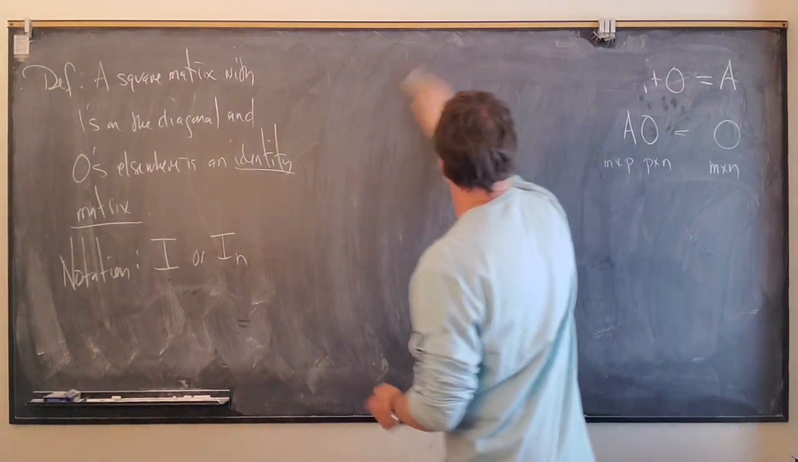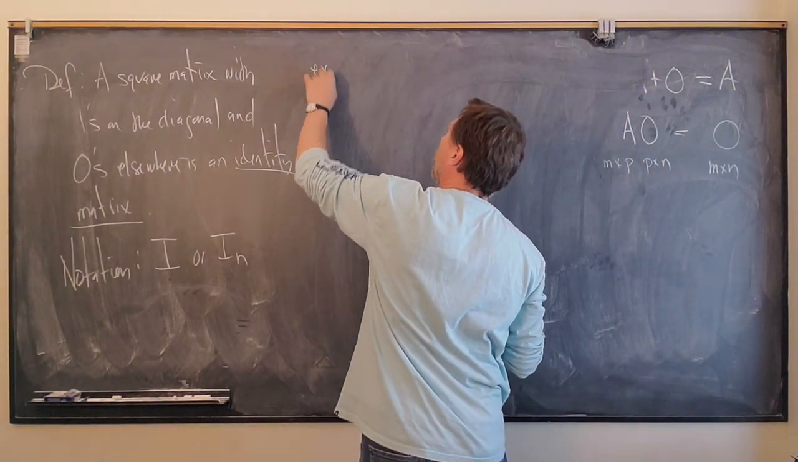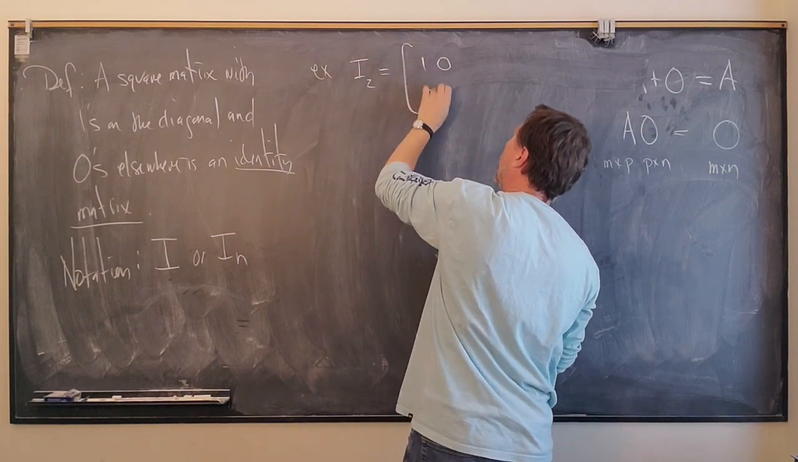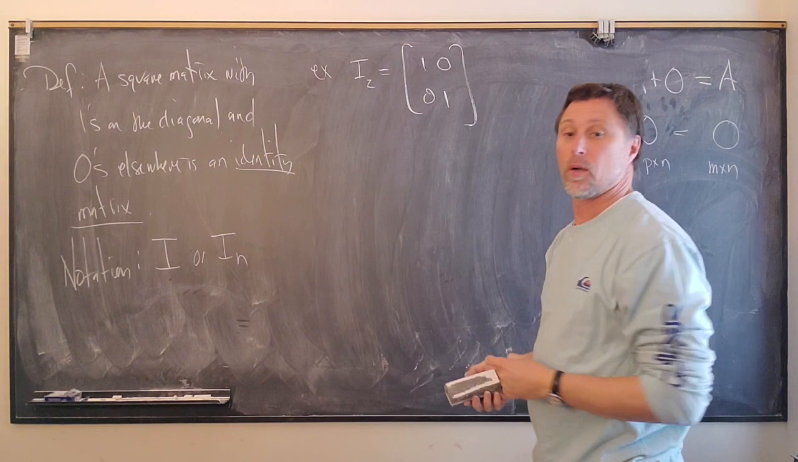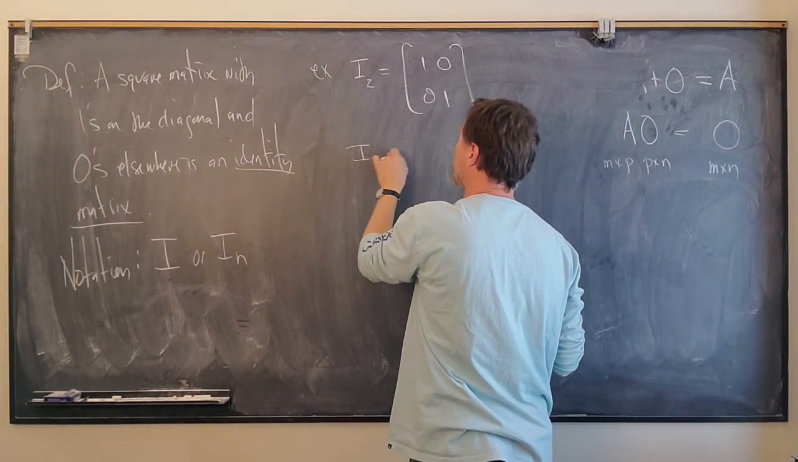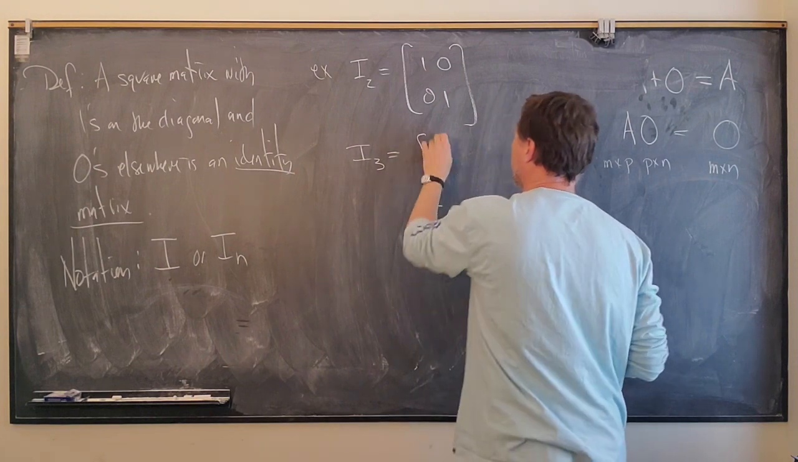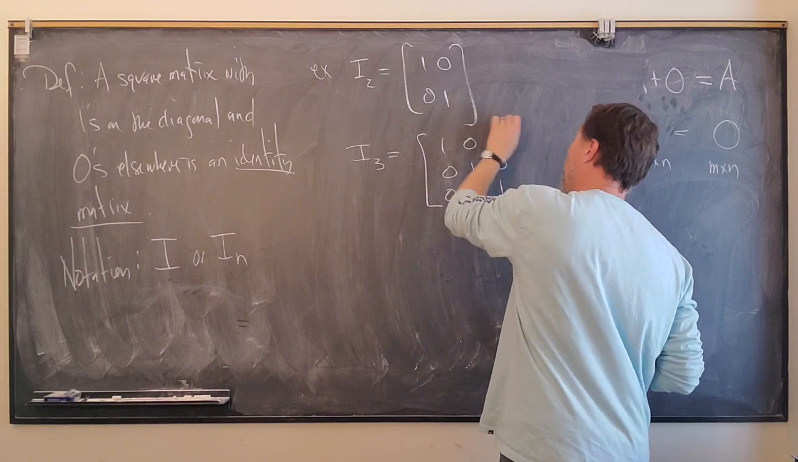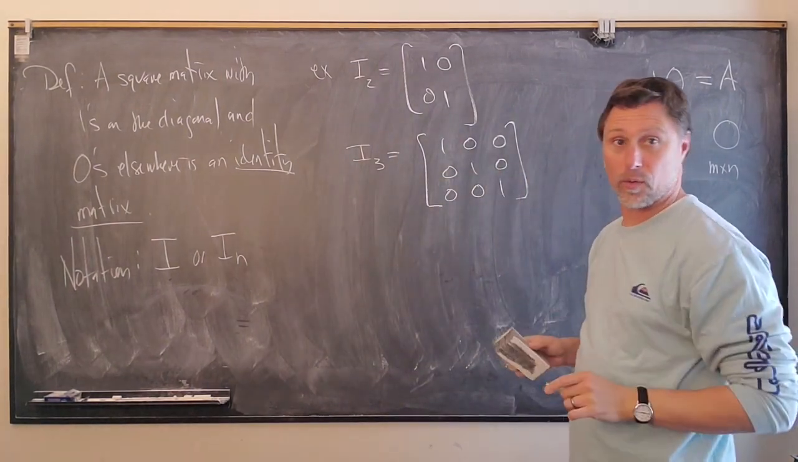So for example, I2 is that matrix right there. Ones on the diagonal, zeros everywhere else. I3 is the 3 by 3 identity matrix. 1, 0, 0, 0, 1, 0, 0, 0, 1. Ones on the diagonal, zeros everywhere else.